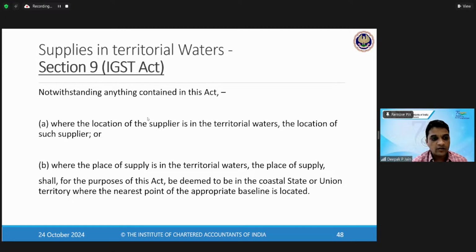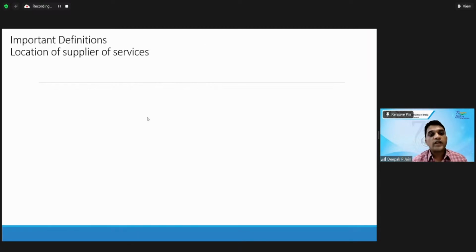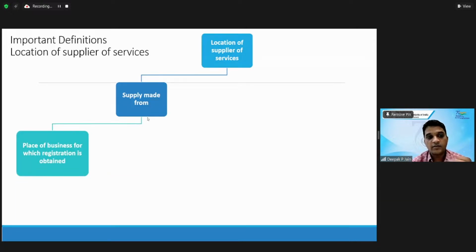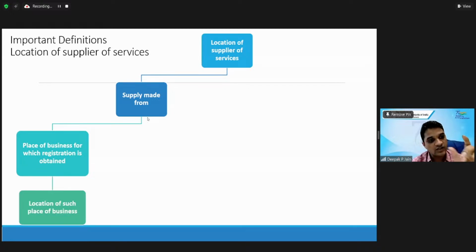Okay, quickly we'll go through the slide on location of supplier and place of supply. We had covered this before. Location of supplier of service is where the supply is made from a place of business from where you have obtained the registration. So if you have taken registration in Karnataka, Karnataka is your location. If you have taken registration in Tamil Nadu, Tamil Nadu is your location. That is where you have taken a registration.